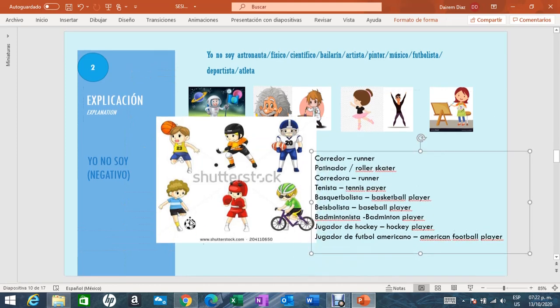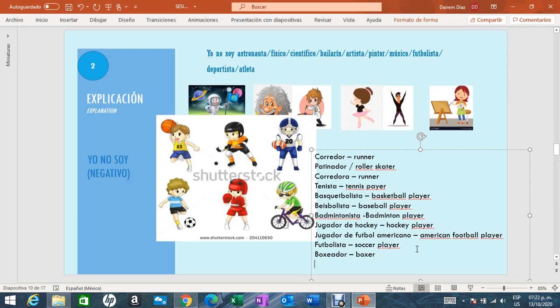Next one, soccer player. Ya lo tenemos, ¿no? Futbolista. No, we don't have it. Soccer player. Then we have boxeador. Boxer. And then we have ciclista. What is cyclist?